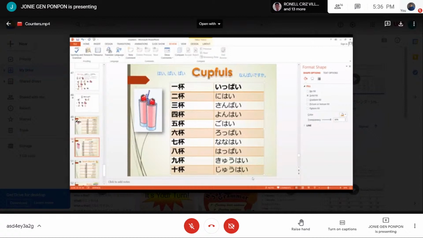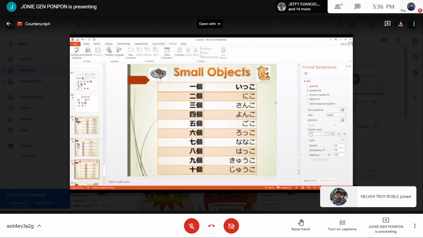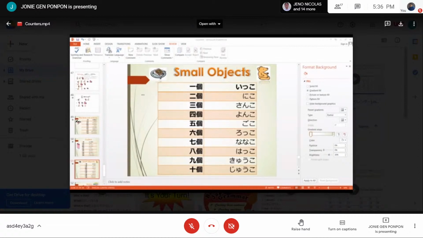So ippai to any number will mean how many glasses, how many cups there are. So that is for the cupfuls. Now let's go to the small objects. For small objects, the suffix here is ko. Simple as that, ko.